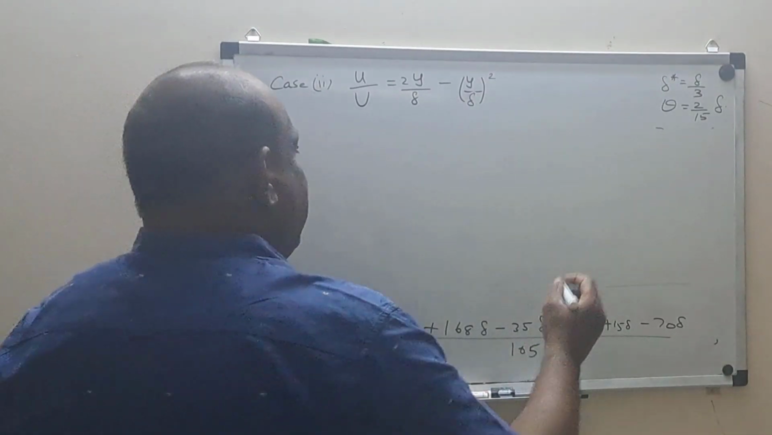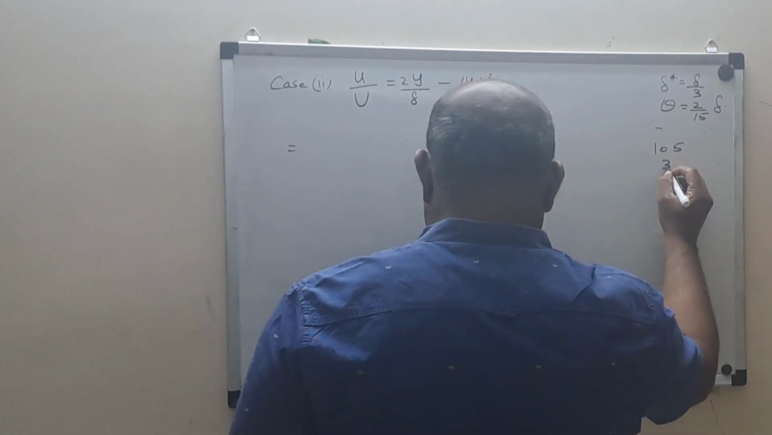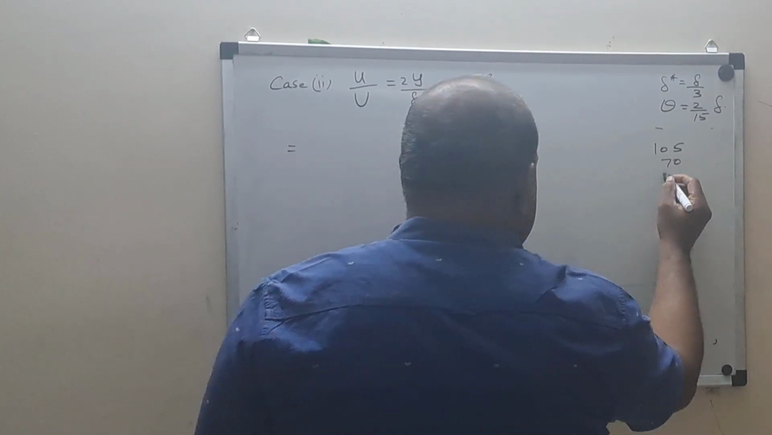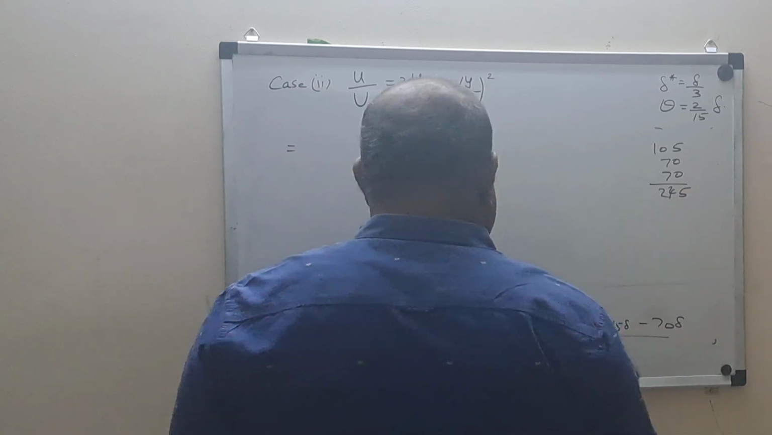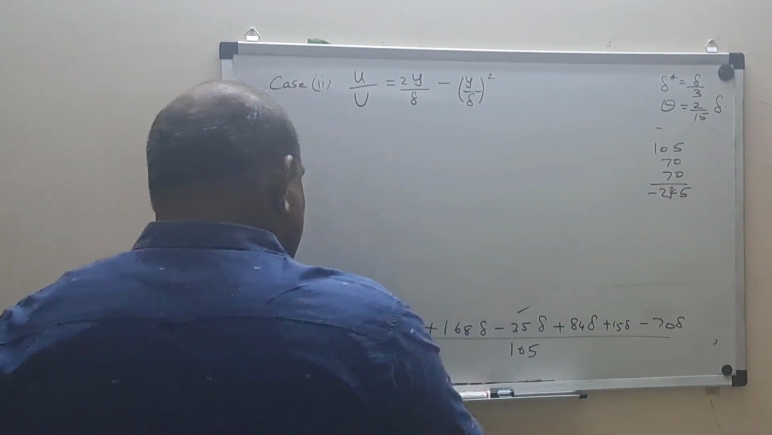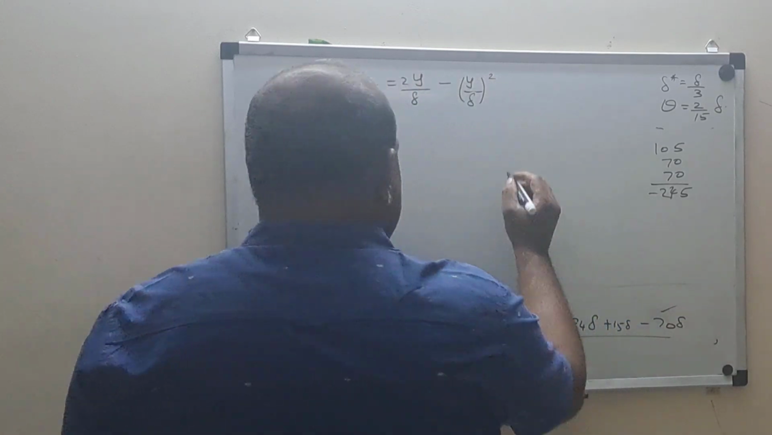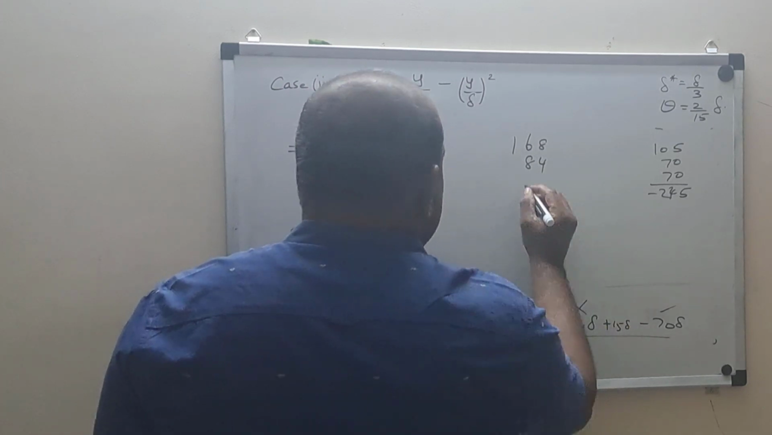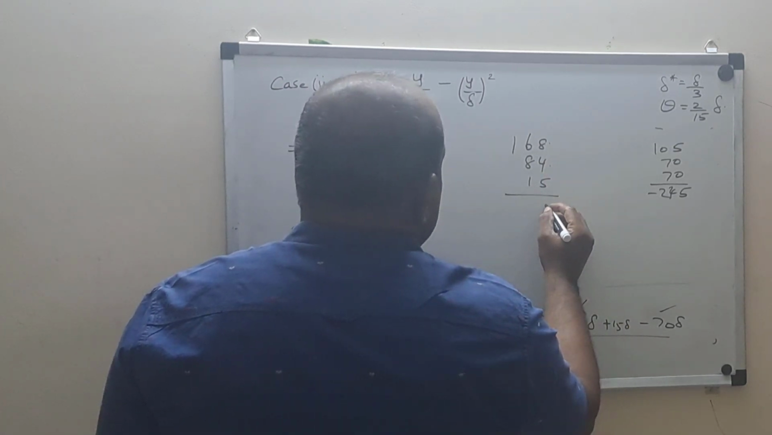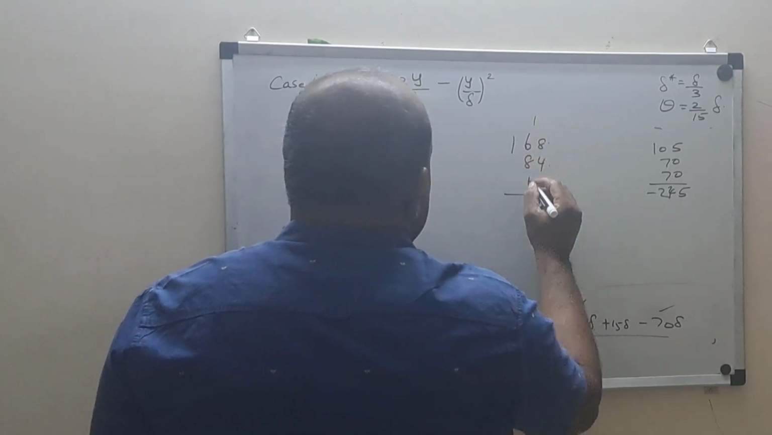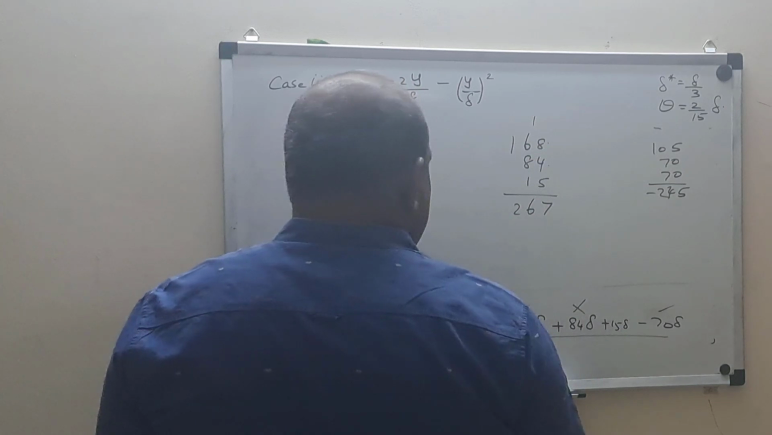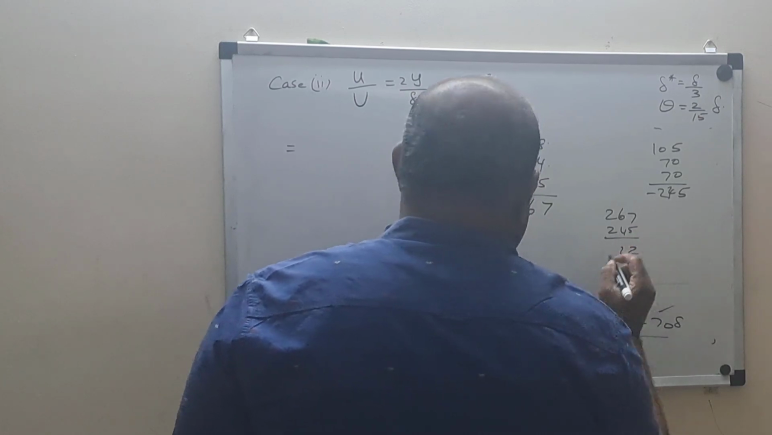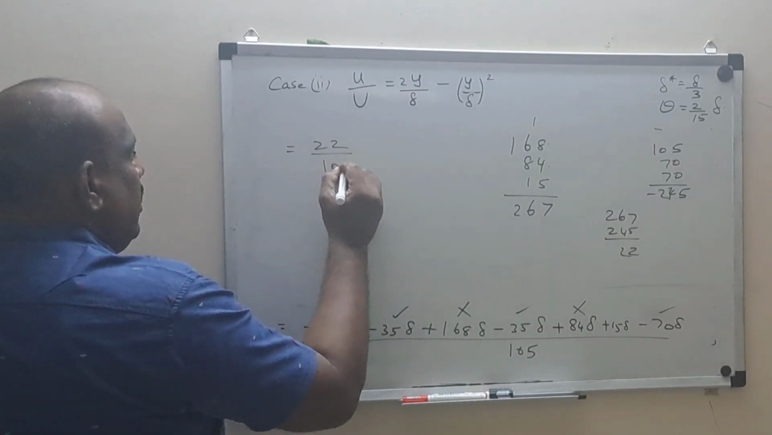So I add the negative terms together: 105, 35, 35, here 35, here 35, so 70. Then here 70. So you get 245, minus. What about the plus? Plus it is 168, 84 and 15. So it becomes 267. So 267 minus 245. 267 is positive, 245 is negative. So the answer is 22 by 105 delta.